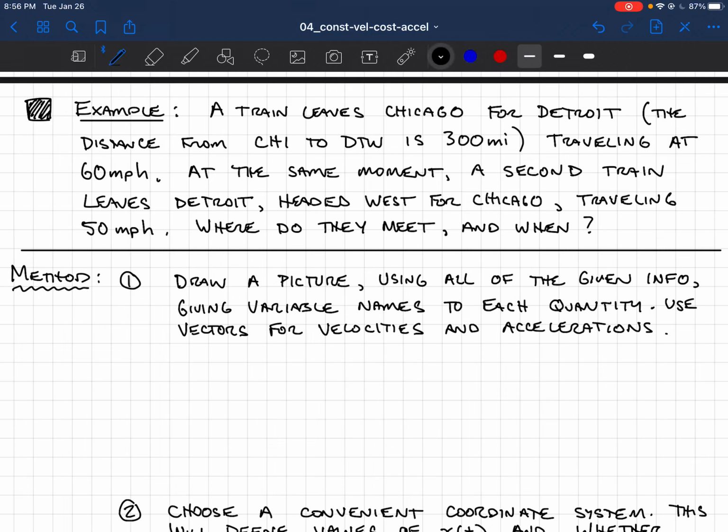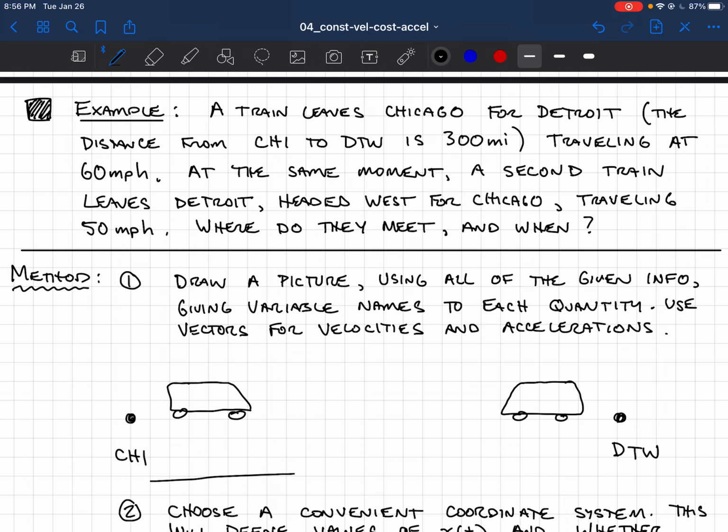So I guess we should put Chicago and Detroit on our picture. We have two trains, so I don't know how to draw a train, but maybe something like this. And we have another train that's headed in the opposite direction. We know the distance from Chicago to Detroit, so let's give that a name. We'll just call it D. So we say D is equal to 300 miles.